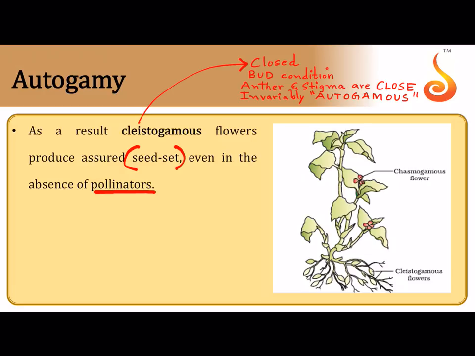Why invariably self-pollination? Because there is no chance of cross pollen landing on the stigma. If they don't open at all, how can pollen from outside land upon the stigma? And then, like I said, assured seed set. Why assured seed set in spite of not having pollinators? Because obviously pollination is assured, and that means the seed formation is also assured because of the adaptations we just saw of Cleistogamous or closed flowers.